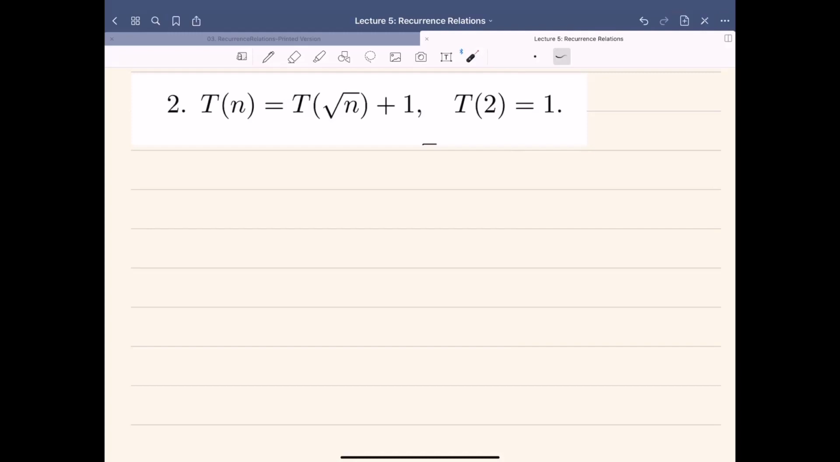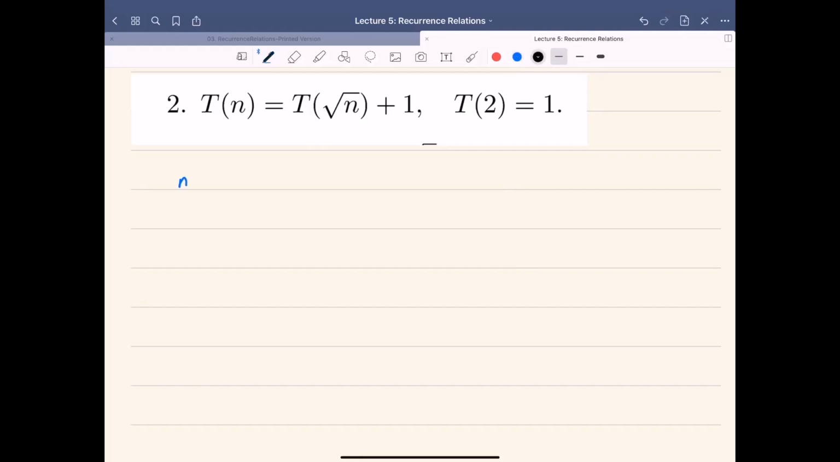Now for number 2, in fact this is not a real recurrence relation for an algorithm. There is no algorithm that divides the problem into this size of subproblems, but this is for showing you how we can use methods for solving recurrence relations on this example. This one is a little bit tricky because we need to know what the values of n are so that we can transform it into another form.